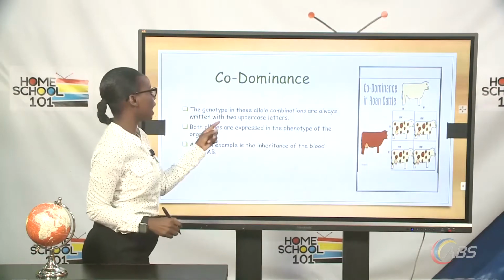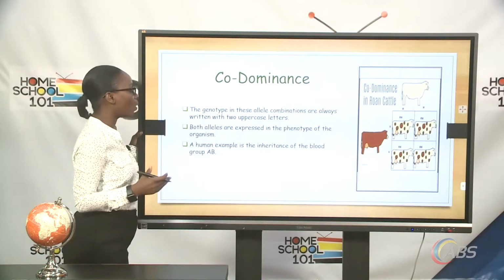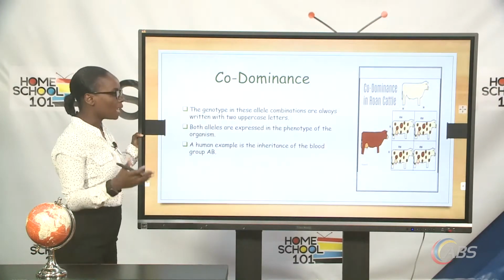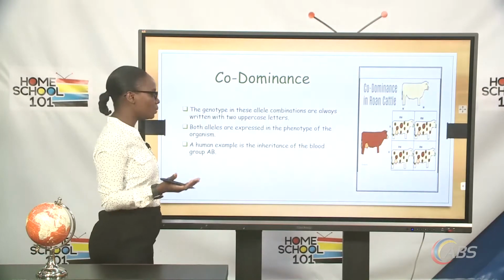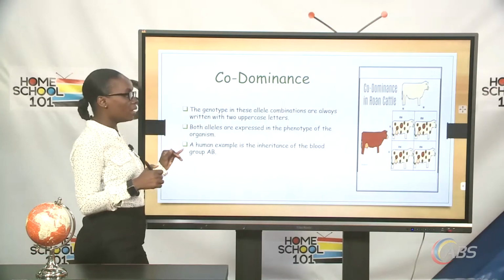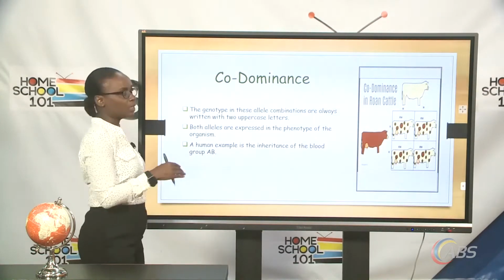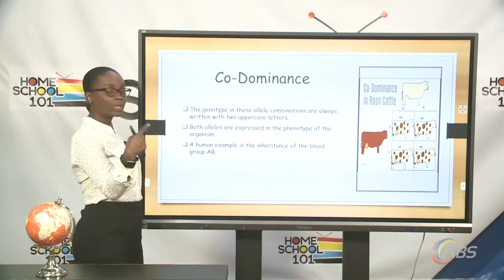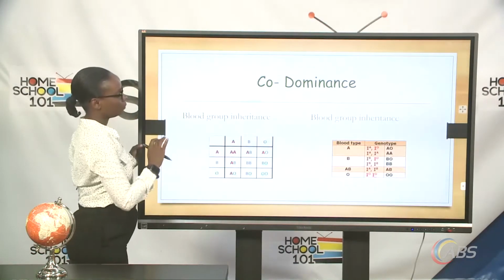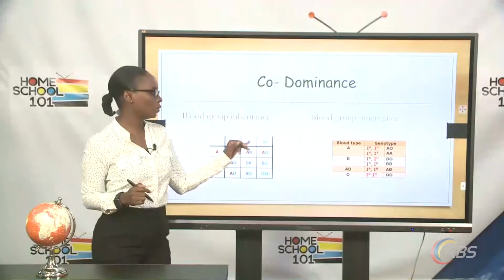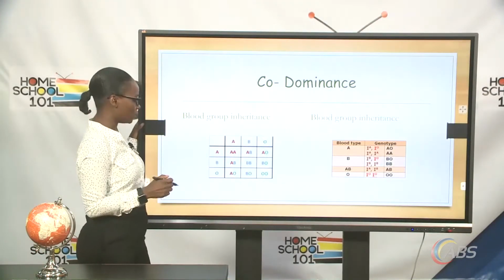All right, so the genotype in these allele combinations are always written with the 2 uppercase letters, as I mentioned before. Both alleles are expressed in the phenotype of the organism, so you're going to be seeing it on the outside. One very good example of codominance in humans is the blood group AB, and we're going to look at that in depth. Now, if you look at the blood group AB, you know that there are 3 possible alleles. There's A, B, and O, and they can come in various combinations.